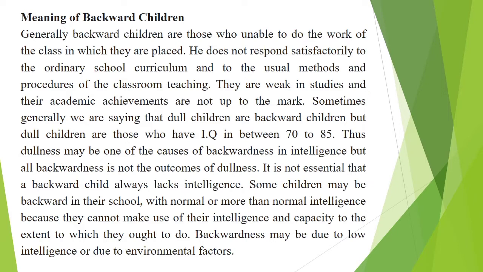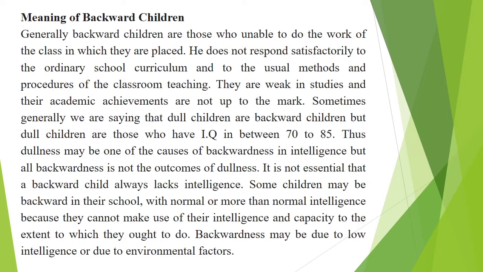They are weak in studies and their academic achievements are not up to the mark. Generally, we say that dull children are backward children, but dull children are those who have an IQ between 70 and 85. Thus, dullness may be one of the causes of backwardness, but all backwardness is not the outcome of dullness.